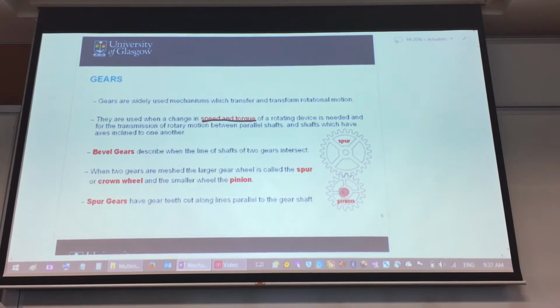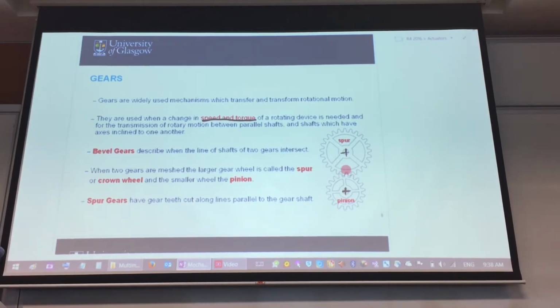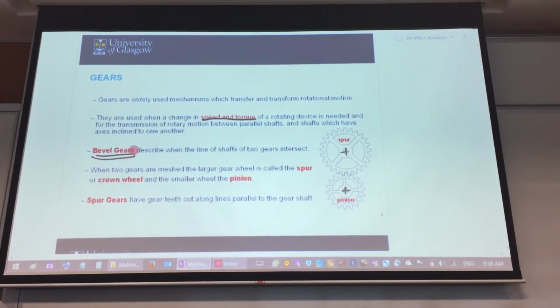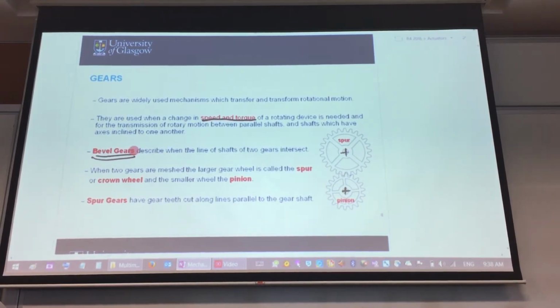Most of the time, you can see that the gears are arranged such that the shafts are not a common shaft. In this case, these two gears use two different shafts, and these two shafts are parallel to each other. If they are not parallel but perpendicular to each other, then that kind of gear will be called a bevel gear. Later on, there will be a diagram to show what a bevel gear is. Now, this spur gear is sometimes also called a crown wheel, because that's the bigger one, so that's why they call it a crown gear.